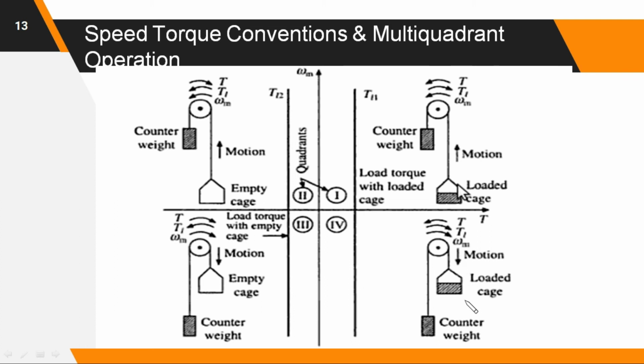automatically this loaded cage falls down due to gravitational force. But in order to limit the speed of the cage within a safe value, the motor must produce positive torque opposite to that motion. This load automatically goes in the downward direction, but the motor has to work in the opposite direction so that it will come slowly to the ground level.